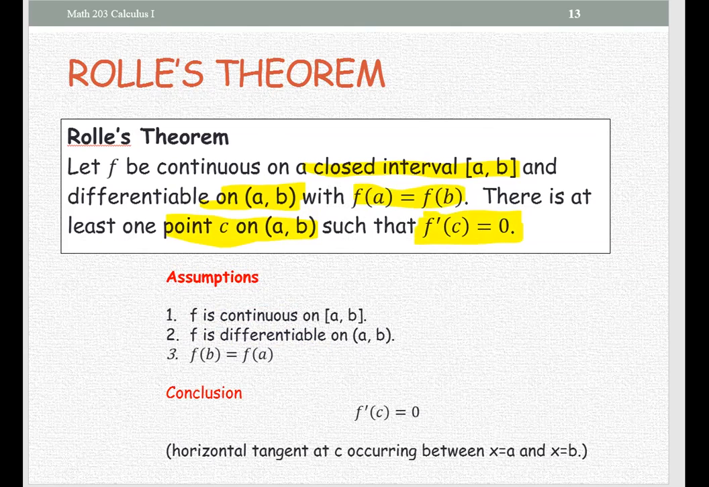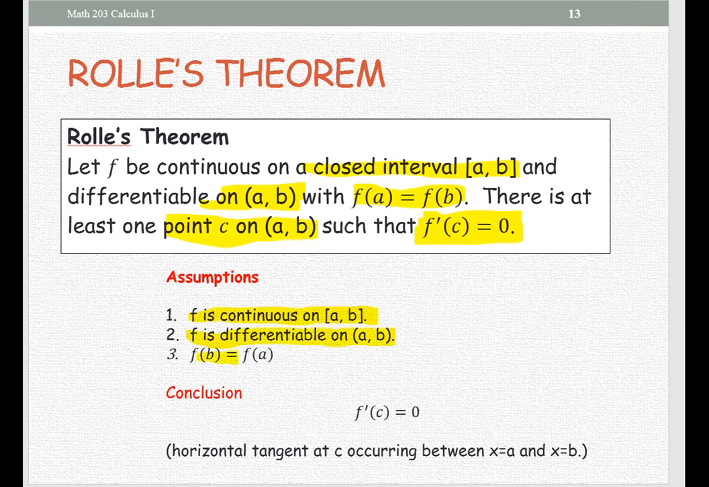In summary, the assumptions for Rolle's theorem are: number one, the function f is continuous on a closed interval [a, b]. That means the graph is connected from point A to point B, or is only one single curve from point A to point B. Number two, f is differentiable on an open interval (a, b). That means the graph is smooth within point A and point B.